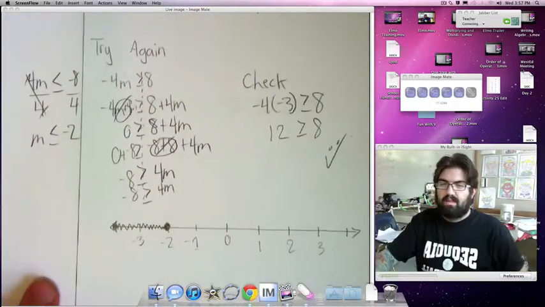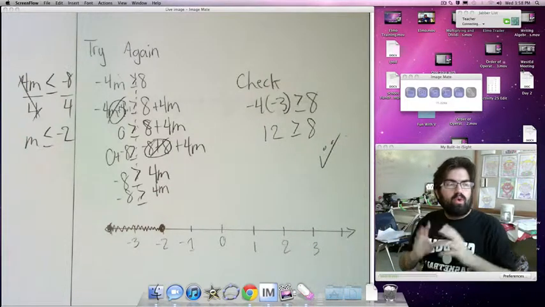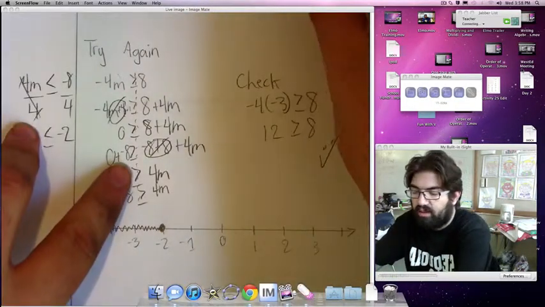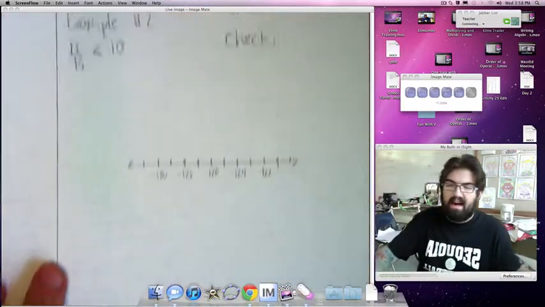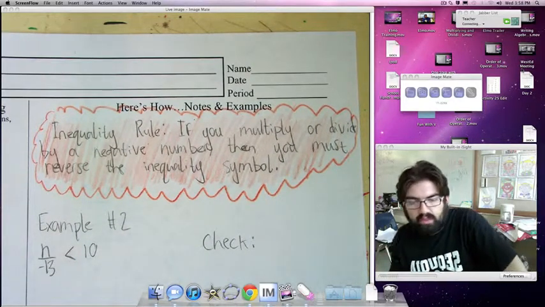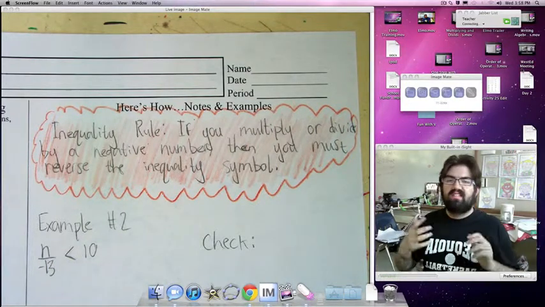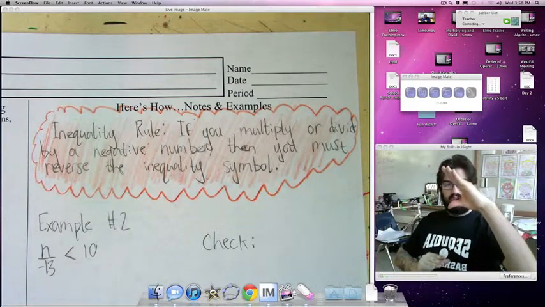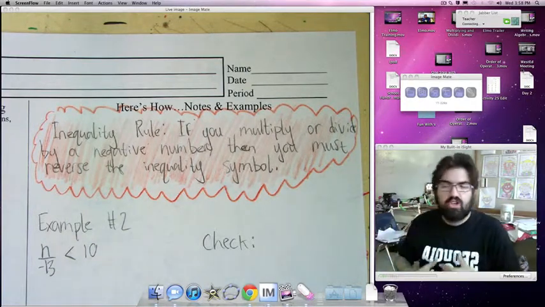So go and finish copying down what you need to. This is bringing in a rule that is the fundamental, hardest thing to remember about inequalities. This is it. Whenever you divide or multiply by a negative, if you multiply or divide by a negative number, you must reverse the inequality symbol. Whatever the inequality symbol is, if it's this one, you got to turn it into this one. It has to reverse. You got to change it around.